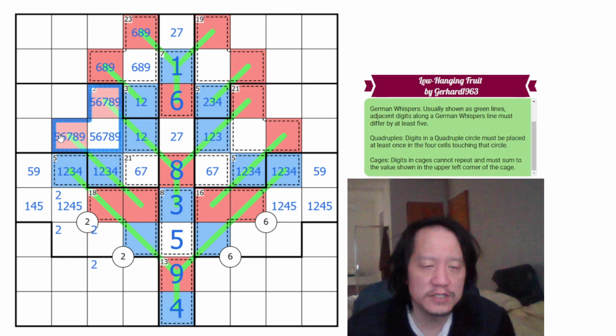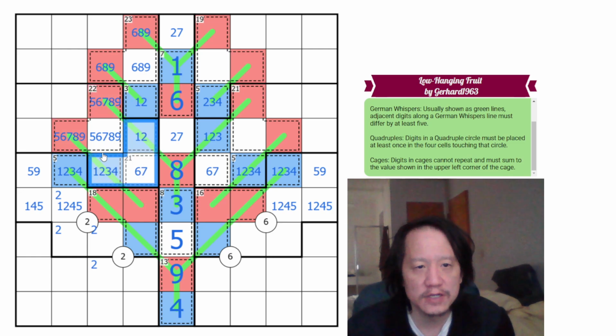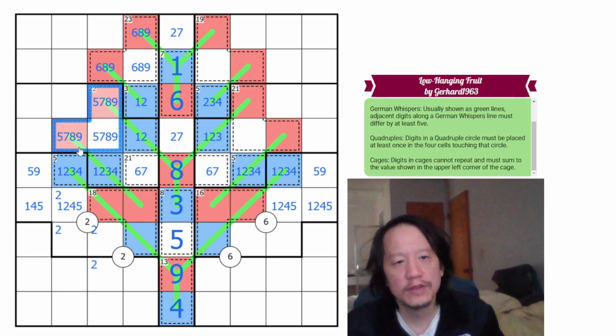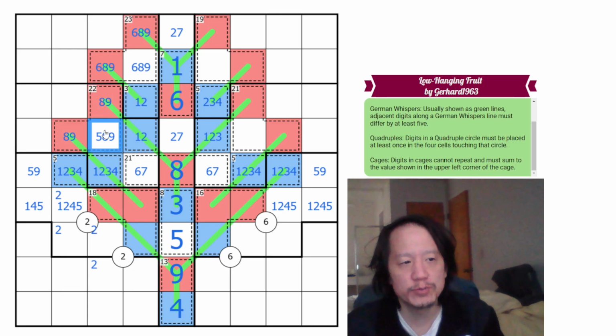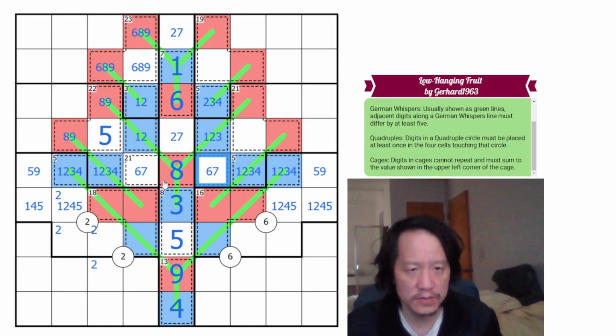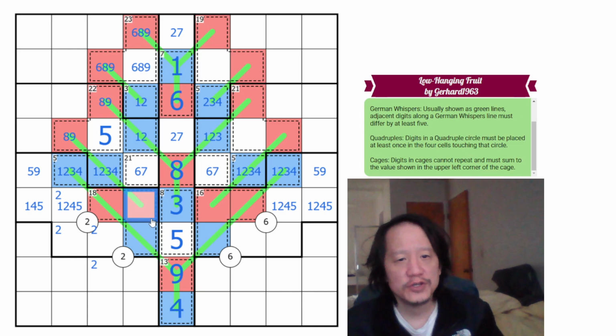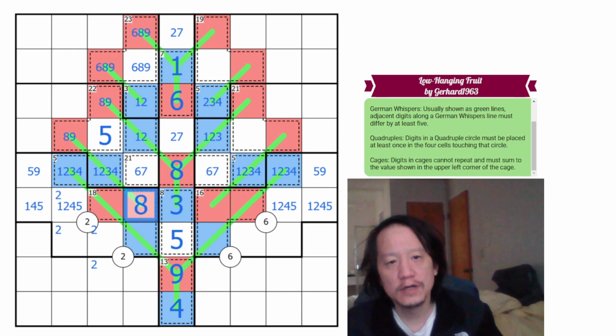If this was 6, 7, and 9, that would eliminate all possibilities for this cell because it's in the same irregular region. Therefore, it cannot be 6, 7, 9. Therefore, this must be 5, 8, 9. 5 can never be on a German whisper line, so therefore this has to be the 5. This is 6 or 7. This is 6 or 7. This must be 6 through 9.